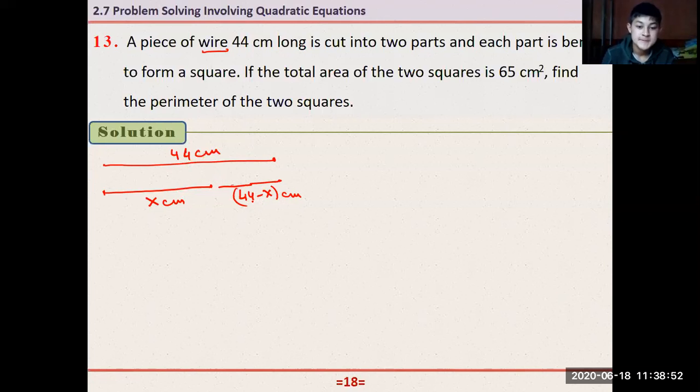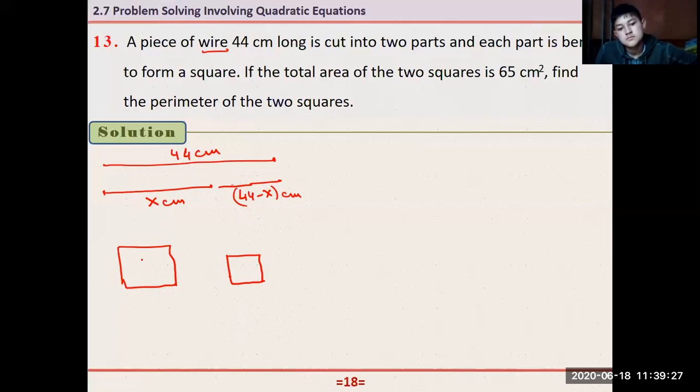Now it says each part is bent to form a square, so using each piece we make a square. Using this one I make a square, something like a toy square, and using this piece I also make a square, maybe a bit smaller. So the total length is x centimeters for this one and 44 minus x centimeters for the other. By bending this piece, I form this square.